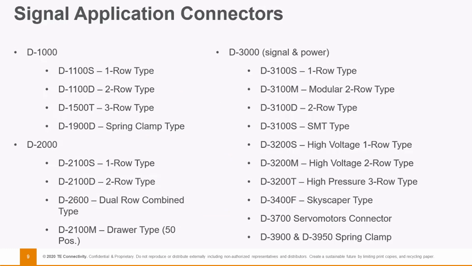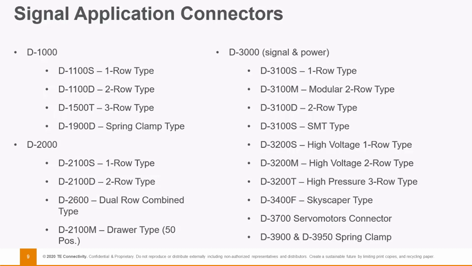Now, let's focus on the dynamic signal application connectors, specifically the D1000, D2000, and D3000. The D1000 series is further divided into 4 subcategories, starting with D1100S, representing a single row type. Imagine this as a comb-like configuration when thinking about a single row. Let's continue with the analogy of a comb to understand the configurations. A single row type, like a comb with one row, is represented by D1100S.